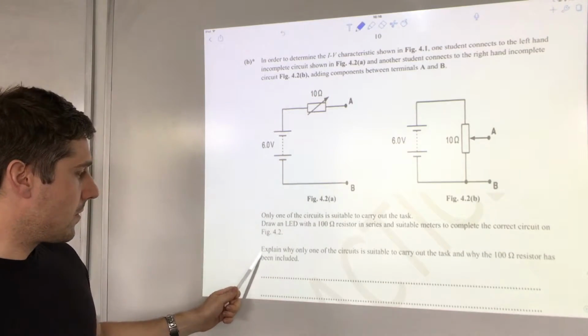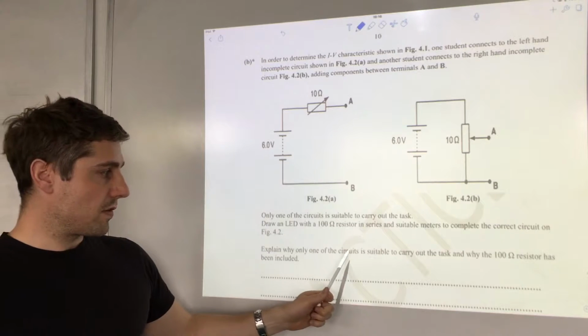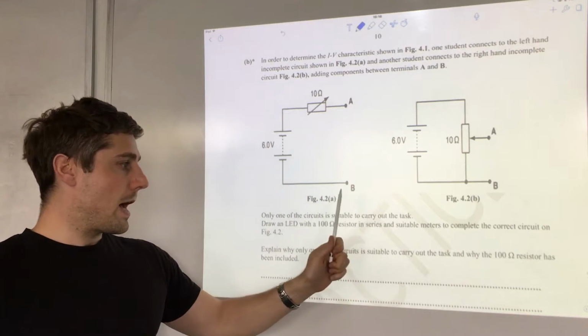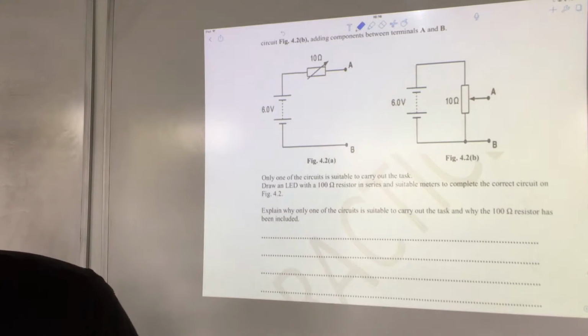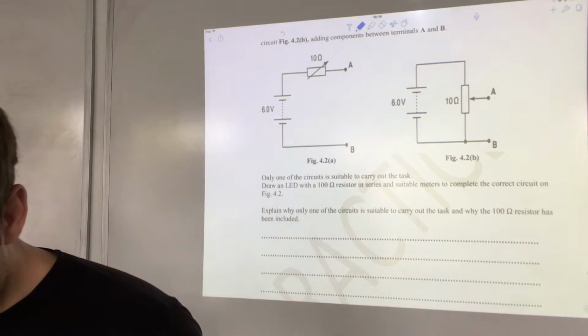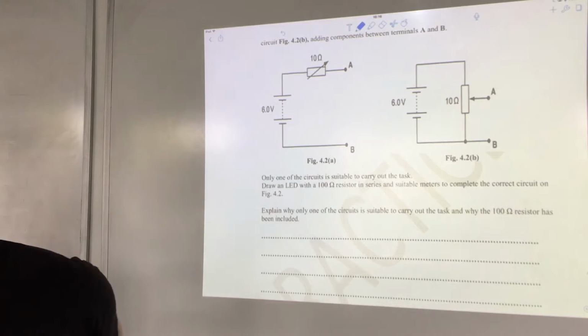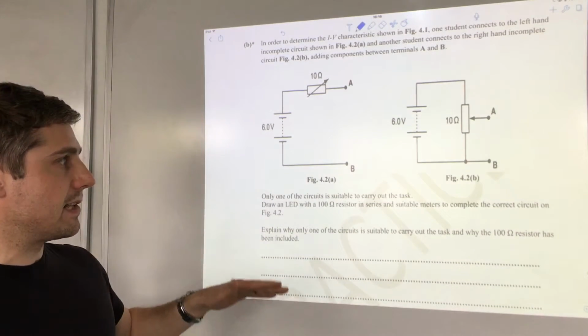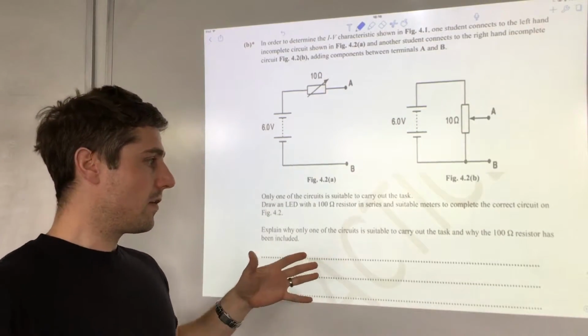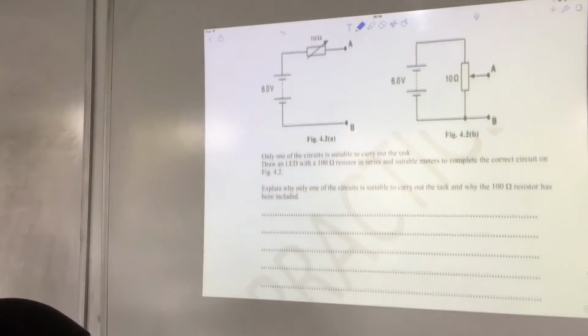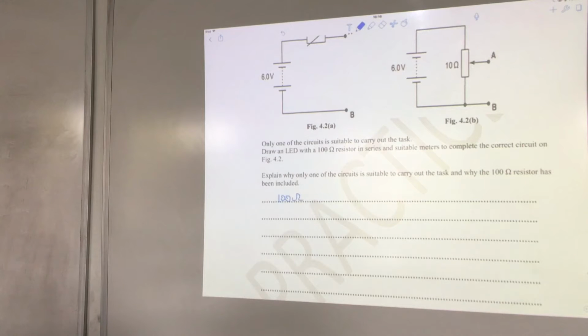And then the question further says, explain why only one of the circuits is suitable and why the 100 ohm resistor has been included. Let's start off by saying why the 100 ohm resistor is there. It's there to limit the current through the LED. It's there to protect the LED. So that's what we'll say starting off. The 100 ohm resistor protects the LED from burning out.